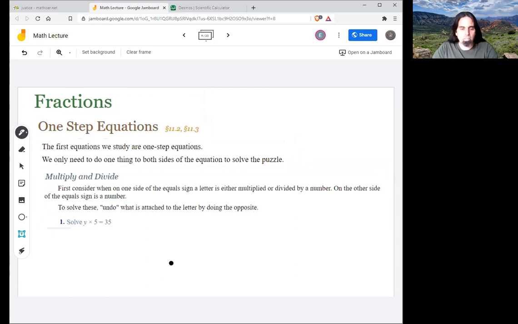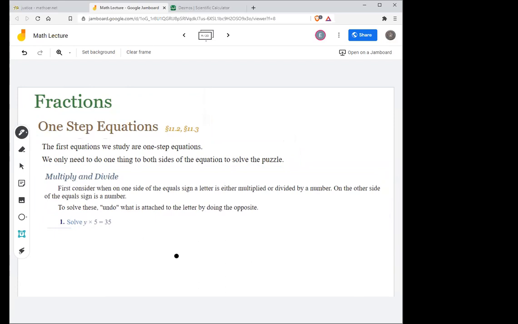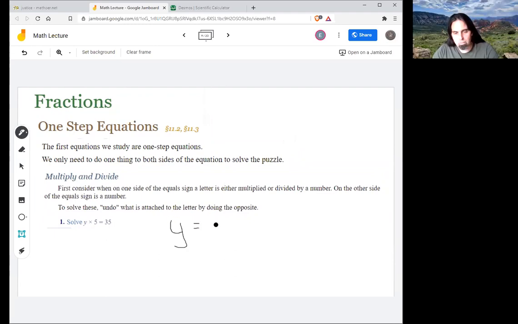Okay, your turn, Sequoia. I will be your hands. Okay, so we're solving for y, so you would divide by 5 on both sides. Let me write it big because sometimes it's hard to read on the screen. Y times 5 equals 35. And you said divided by 5 on both sides. Tell me how to write that.